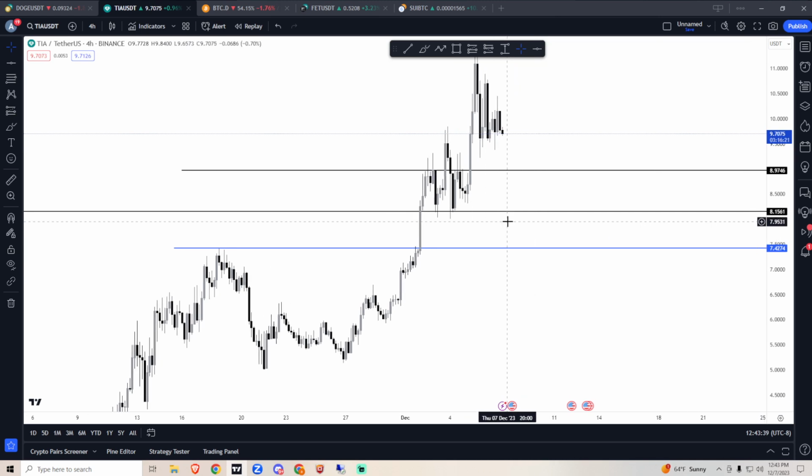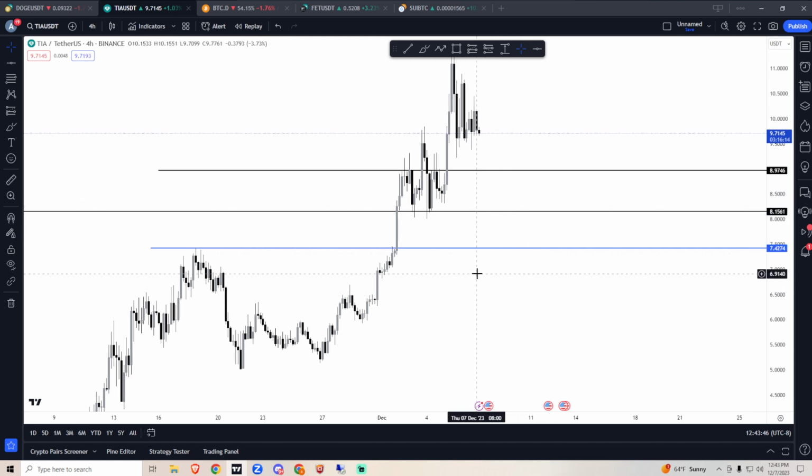So if you're looking for DCA, that would be it. And again, I'm only giving spot levels. I'm not talking about leverage levels right now because again, I'm spot trading. So if you're looking for leverage plays, you have to do your own analysis on where to place your stop loss.